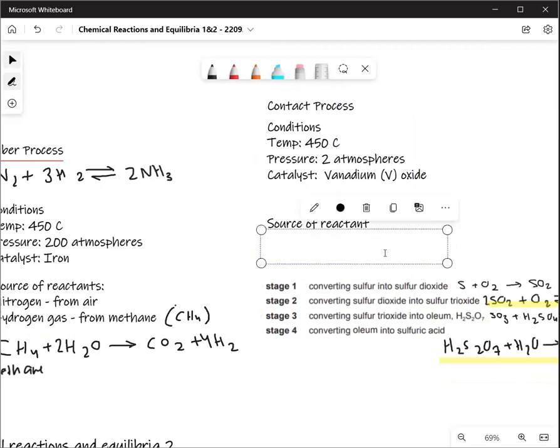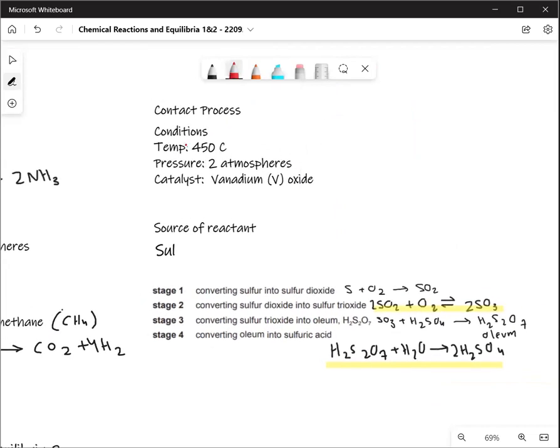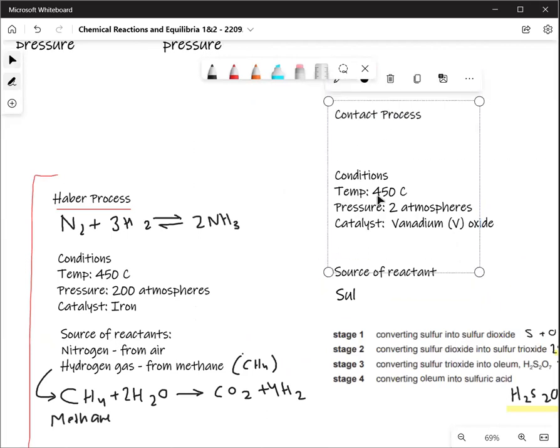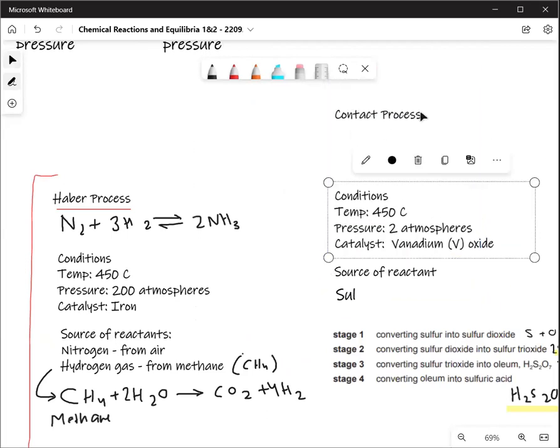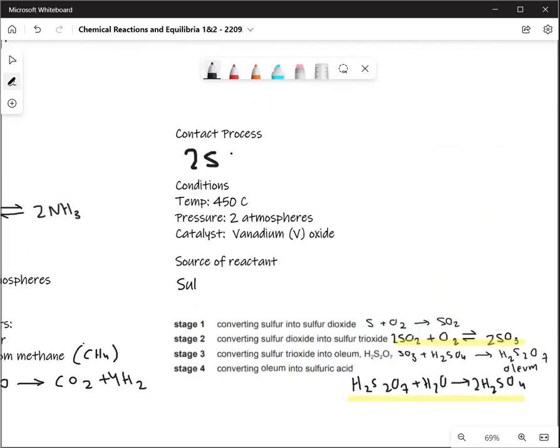Now, source of reactant for this is sulfur. What is the equation for this reaction? Just a second, I'll give you the equation. Add this in your writing. The equation for contact process is 2SO2 plus O2 gives 2SO3. That's it.